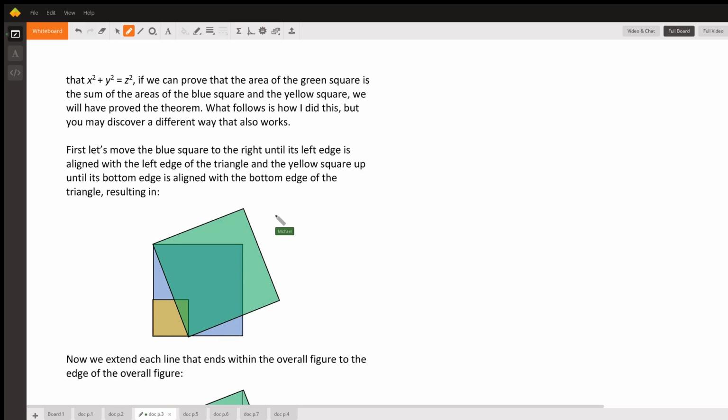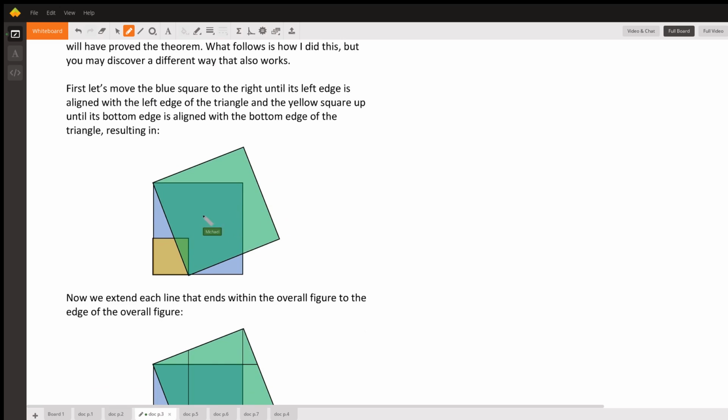So the first thing I did is I took the blue square and moved it over until its left edge, instead of its right edge, was aligned with the side of the triangle. I moved the yellow one up, same idea, until its bottom edge instead of its top edge was aligned with this edge of the triangle. And then the green one I left where it was.